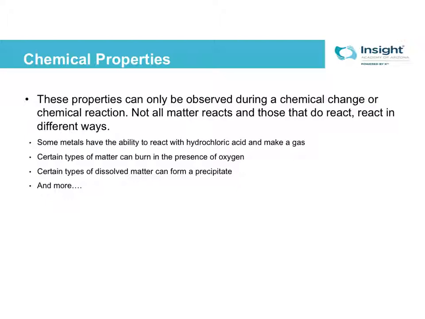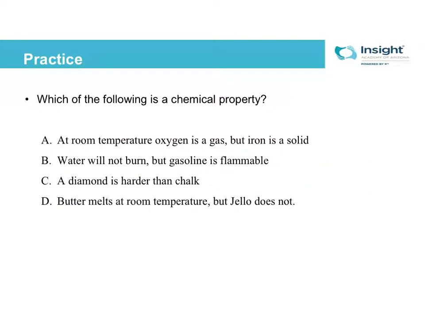Or certain substances have the chemical property of burning in the presence of oxygen. Certain types of dissolved matter form precipitates when exposed to a different dissolved matter, right? The key is that this is all going to relate to how they react, to how the substance reacts. So you've got to have a reaction going on in order to see and observe these chemical properties.